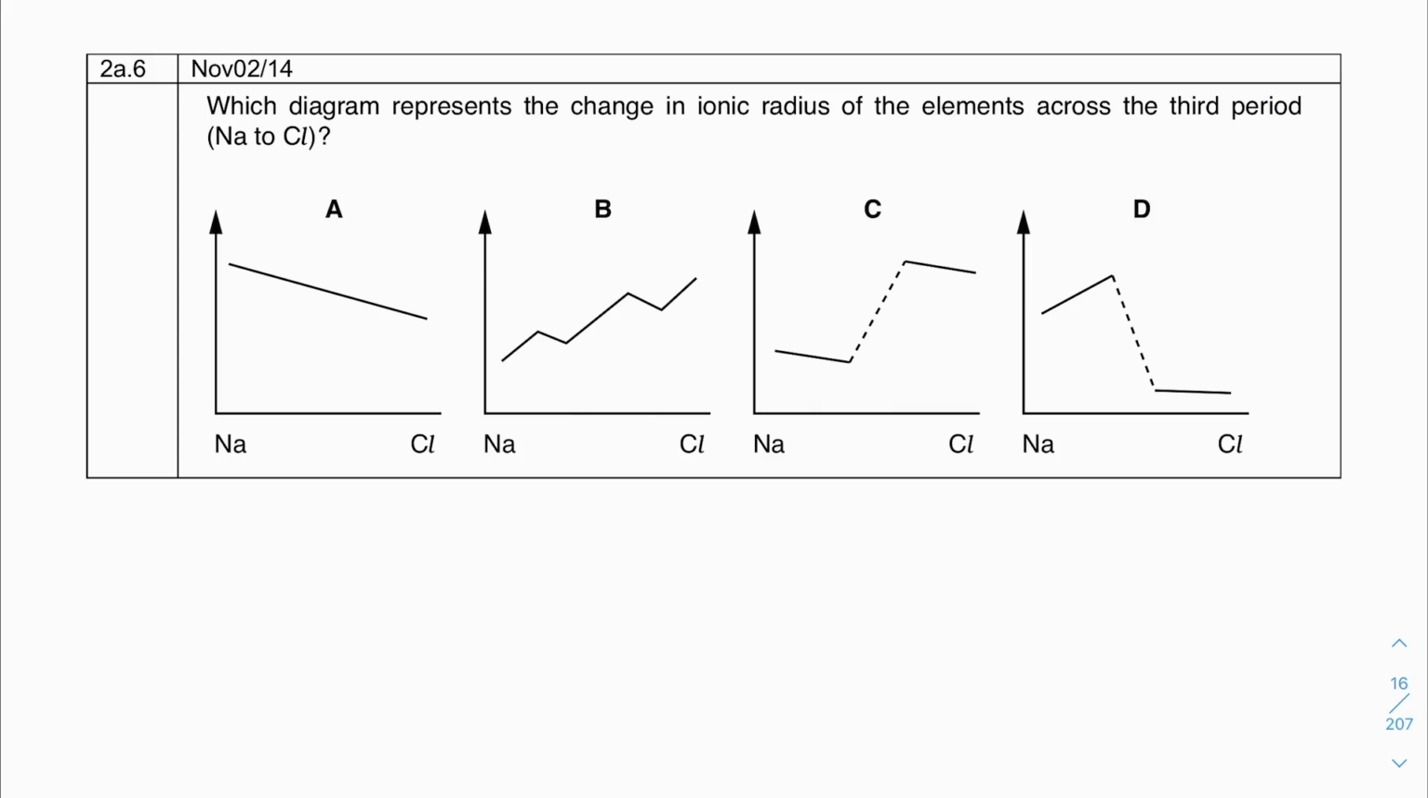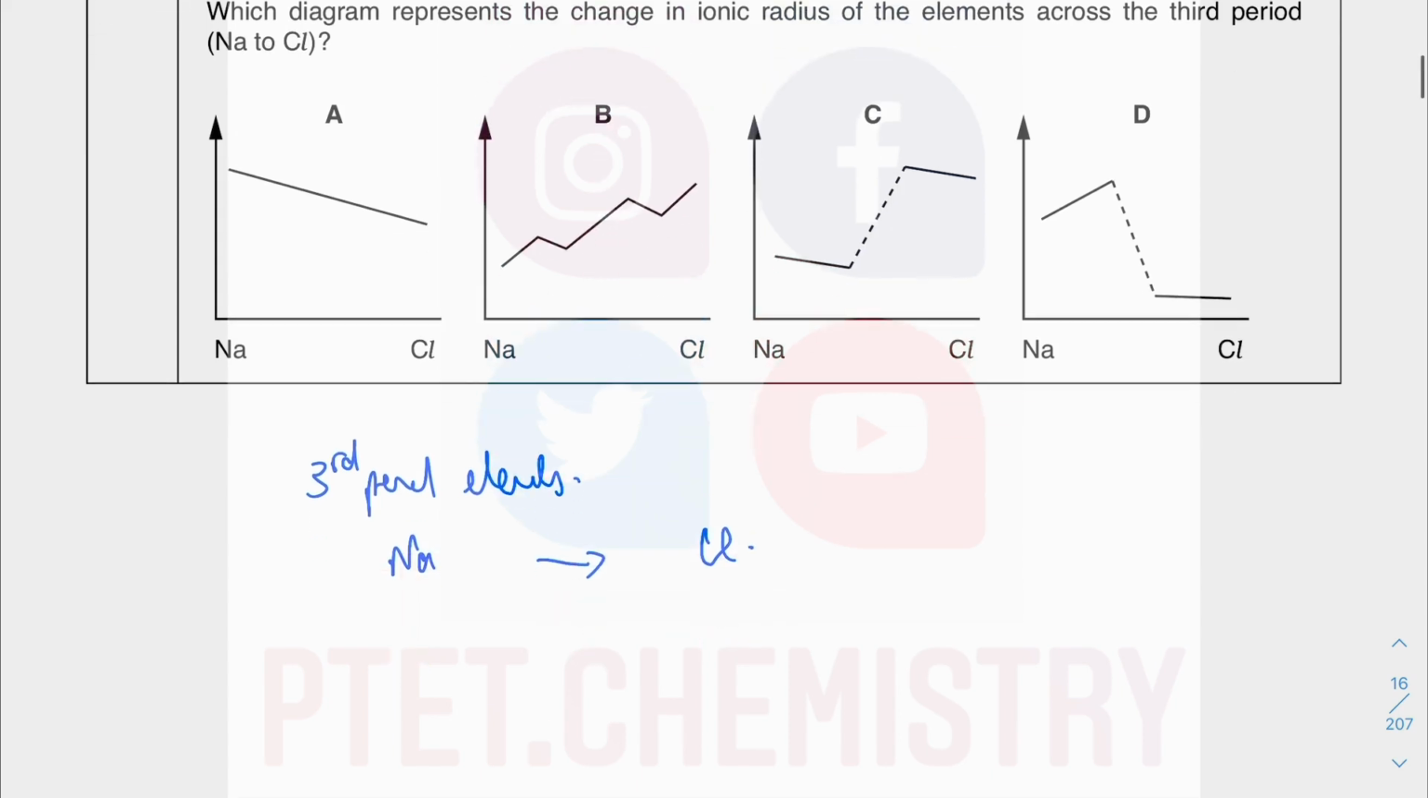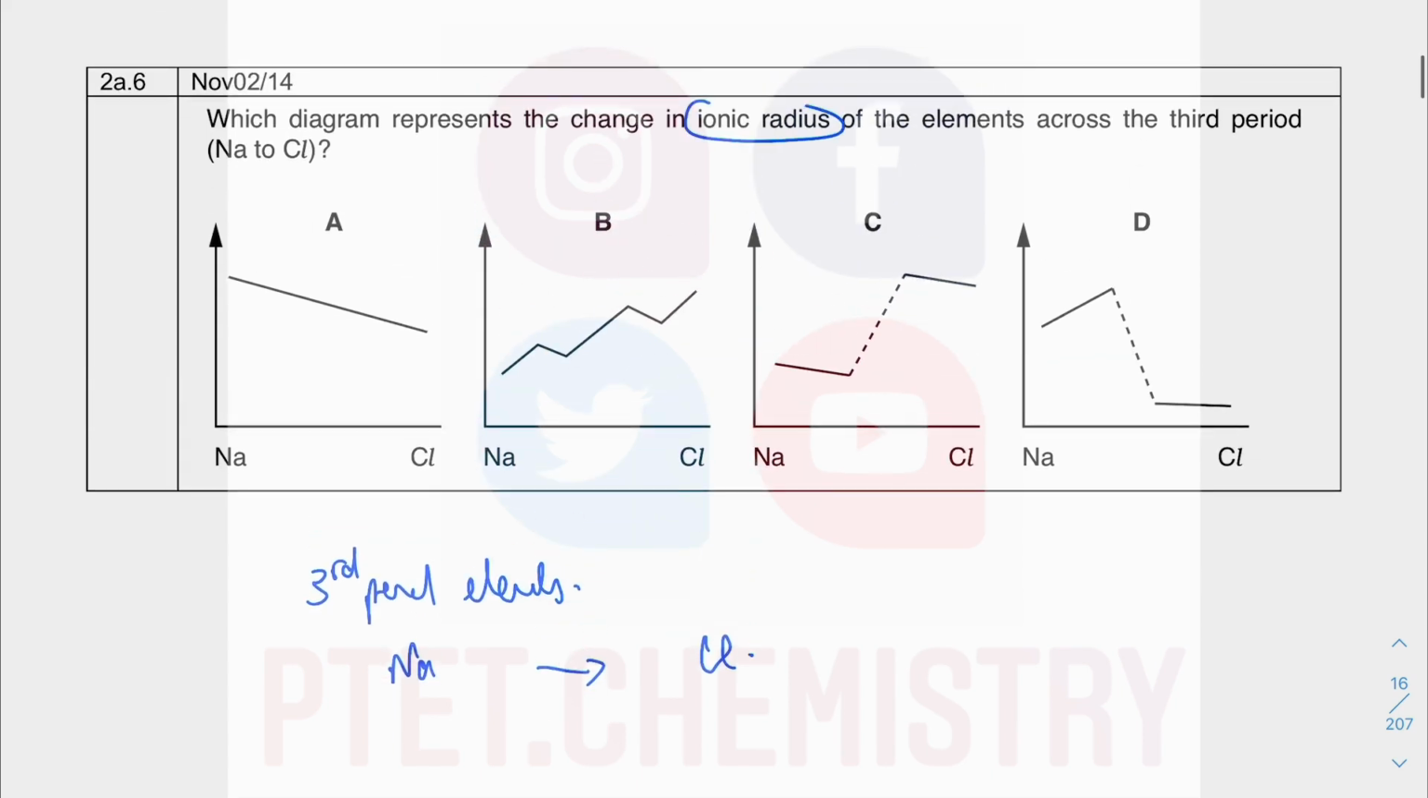So in this question, it should have been under chemical periodicity, but it does not matter because we can predict the change in ionic radius based on what you have learned from atomic structure anyway. So these are third period elements, so they will come under general periodicity trend again. From sodium all the way to chlorine, they want to talk about ionic radius.